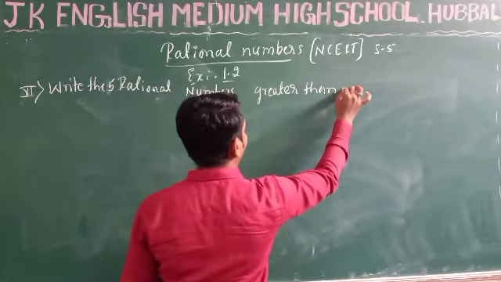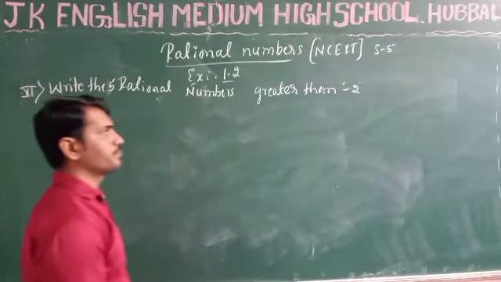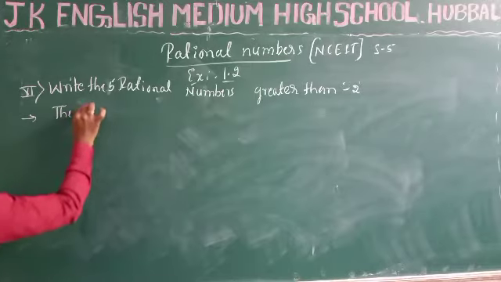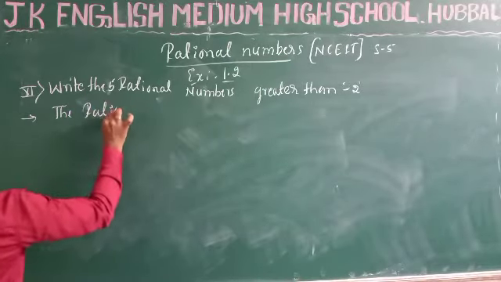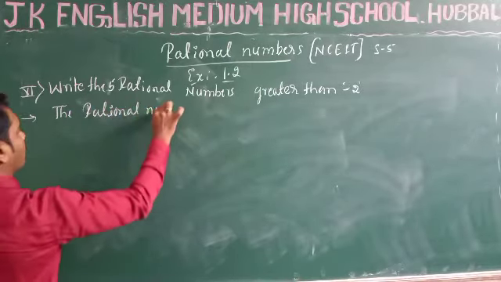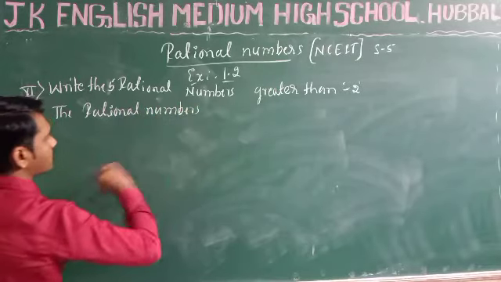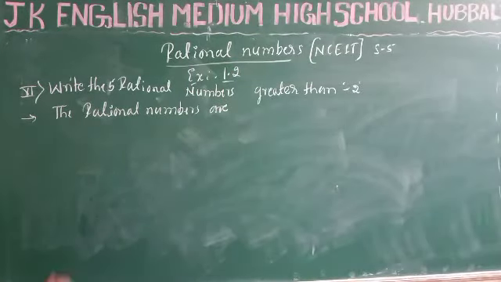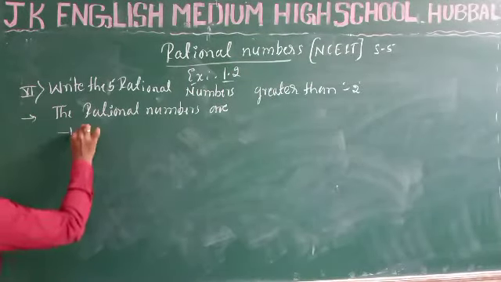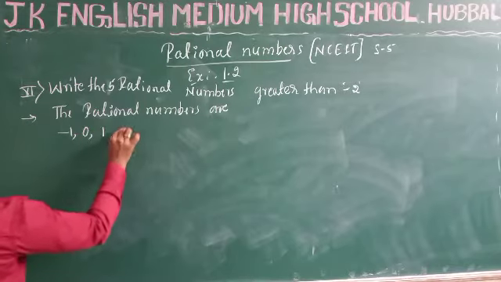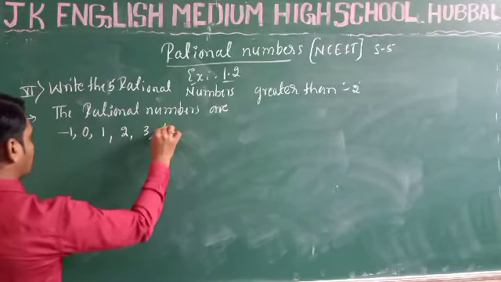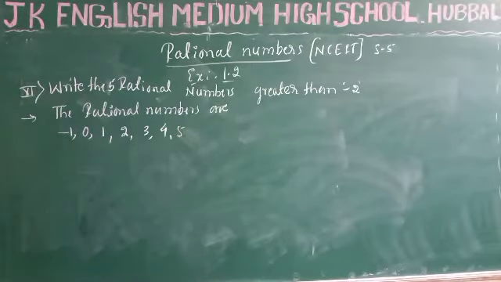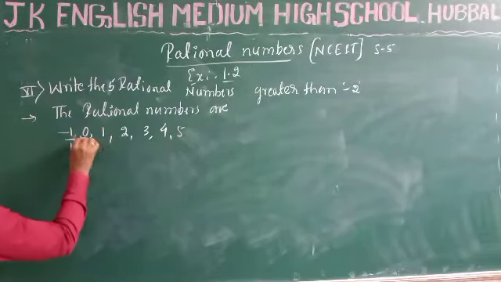Greater than -2. So the answer is, the rational numbers are: -2 is there, so more than means what? -1, 0, 1, 2, 3, 4, 5. Means here there is no denominator.